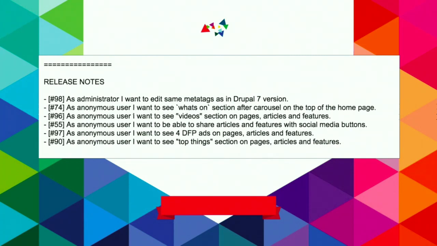And back to our release notes, remember that one of the artifacts I showed you before? Now those stories probably would make more sense to you, even if you're not across the project and you're probably not a developer. The story is like, as an anonymous user, I want to see what's on section after carousel on the top of the home page. Makes sense. It makes sense to a developer, to a tester, it makes sense to a client, to a designer.